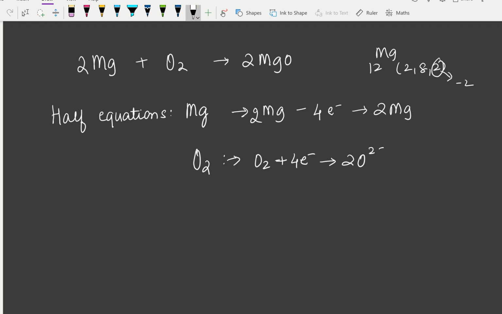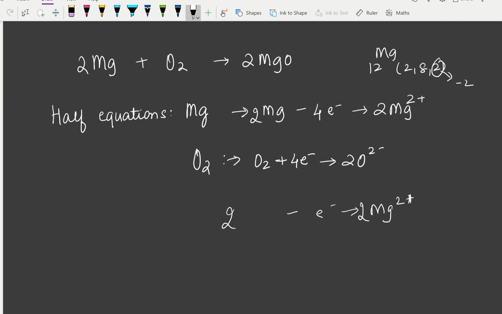Mg2+ what now? Mg2+. And is it Mg+ or Mg2+? Mg2+. Why? Because one magnesium loses 2 electrons to form Mg2+. It forms Mg2+ because it has lost 2 electrons. So 2 magnesiums will lose 4 electrons to form 2 Mg2+.